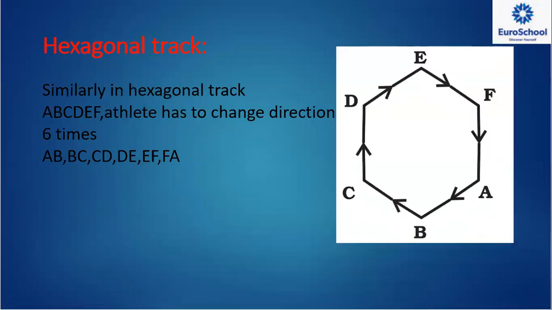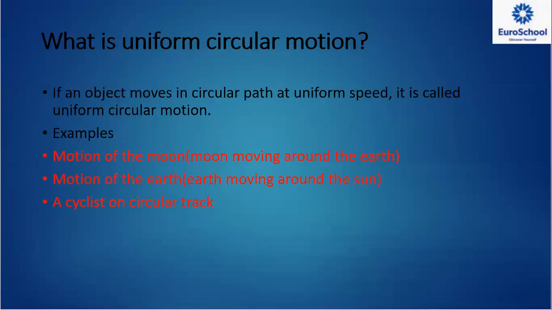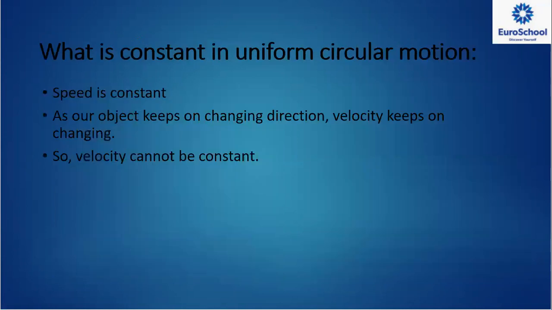If you quickly go through what we have studied today, we have studied what is circular motion and what is uniform circular motion. Examples of uniform circular motion: the moon moving around the earth, the earth moving around the sun, and a cyclist moving on a circular track. Next, we have also seen what is constant in uniform circular motion. I told you that speed is constant, but velocity is not constant in uniform circular motion because the object keeps changing its direction continuously. So velocity can never be constant in uniform circular motion.